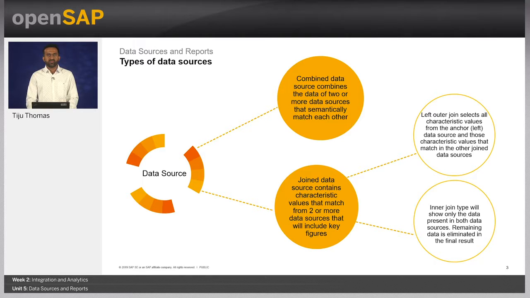Characteristics field values that do not appear in both data sources will be excluded to create an inner join data source. In addition to these, you would also have a third category of data source, cloud data source. It is a data source uploaded from an external source into SAP Business ByDesign for reporting purposes.